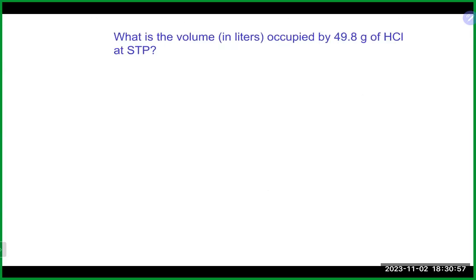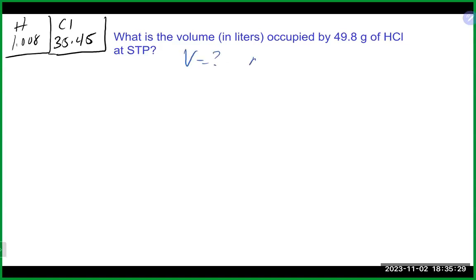What is the volume in liters occupied by 49.8 grams of HCl at STP? We give you some information that will be helpful: 1.008 for hydrogen, 35.45 for chlorine. All right, see what you come up with. I'm looking for a volume. Okay, so on this one, we're looking for a volume, and we have the mass here of 49.8 grams of HCl. We have it at STP.